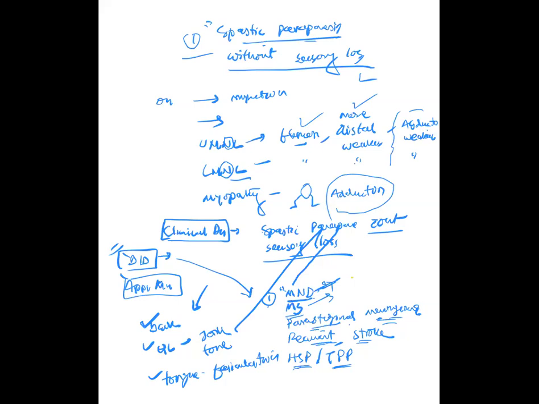Another thing is that I will do the CSF study for the oligoclonal band. And for MS, I can check the visual evoked potential. Again, for MND, I can also do the EMG. And for hereditary spastic paraparesis, I can do some genetic test and take the family history. So those are the investigations. The last question is, how will you manage this patient?